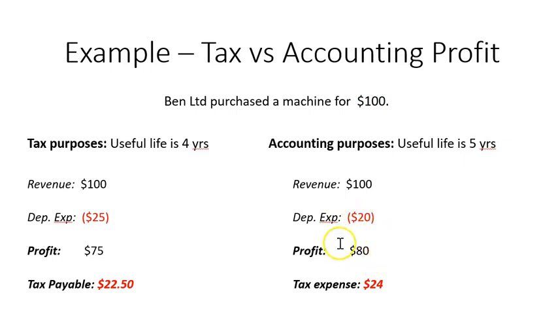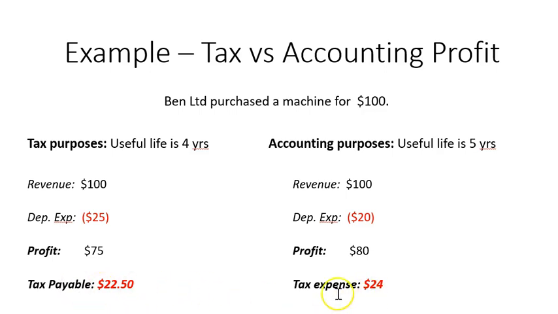So you can see for accounting purposes, our profit is $80. For tax purposes, it's $75. So our accounting tax expense is higher than our tax payable for tax purposes. So the tax payable is the amount that we will actually physically pay to the tax office.